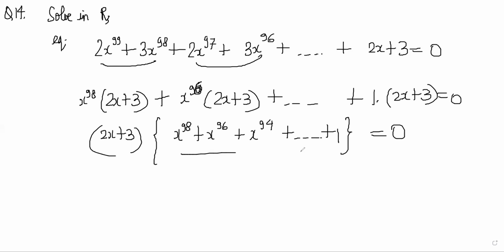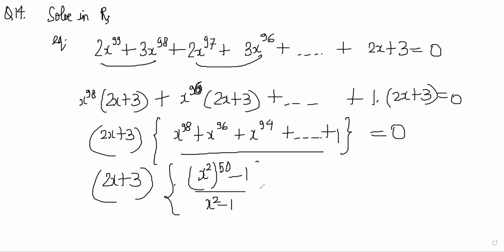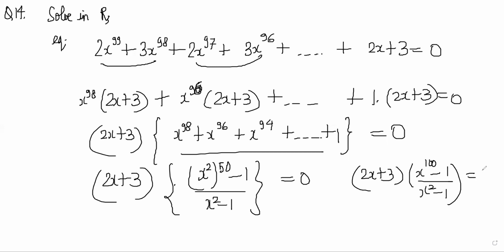Now this part is a GP, and the GP summation formula here gives us, actually there are 2 into 49 terms here with x, and x power 0 to 2 into 49, so 50 terms here, right? So you'll get x square power 50 minus 1 by x square minus 1 is the sum of the GP, and you have 2x plus 3 here. So this becomes basically 0. So you have 2x plus 3 into x power 100 minus 1 by x square minus 1 is equal to 0. That is my equation, right?